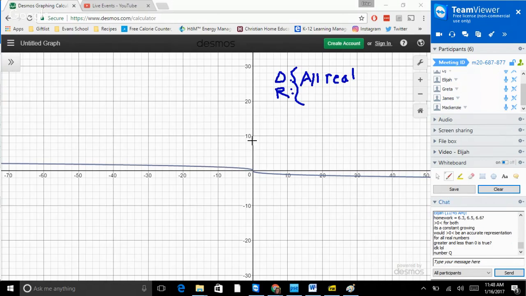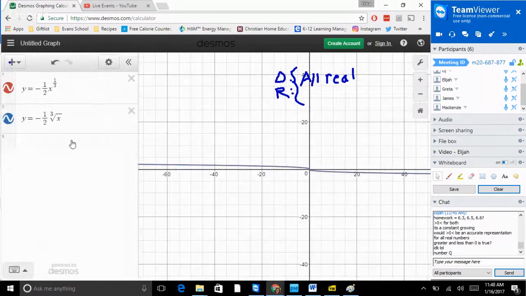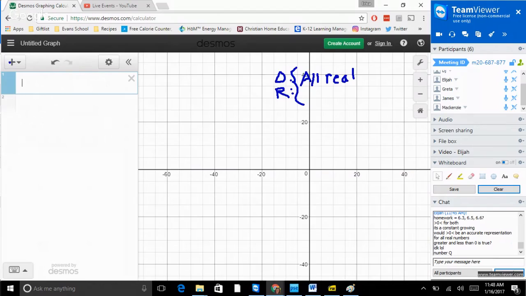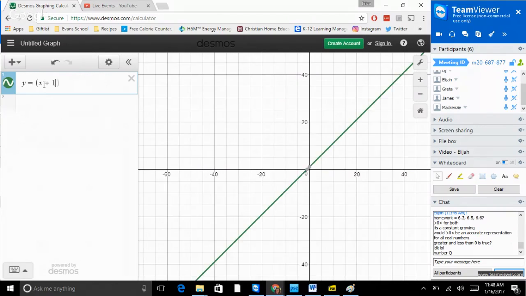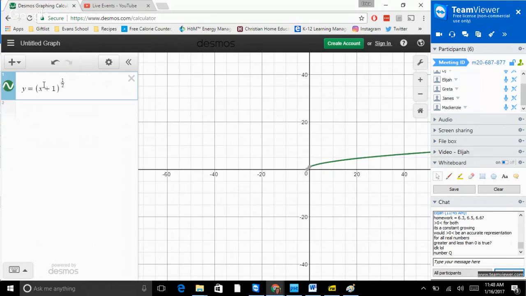Let's do number 17 in your book. It says graph the function, then state the domain and range. So number 17 is y equals (x plus 1) to the 1/2 power plus 8.